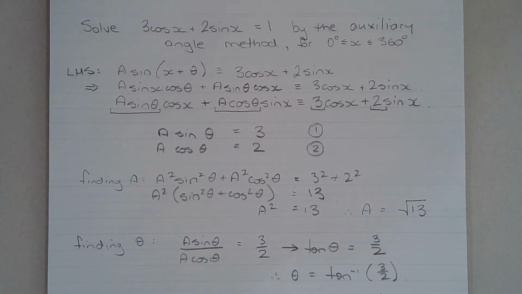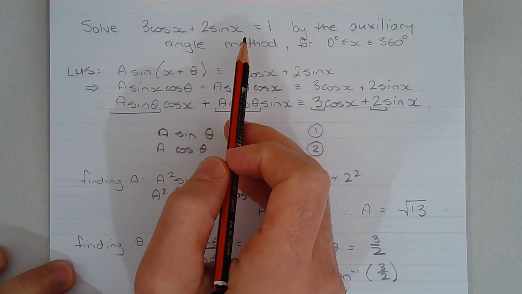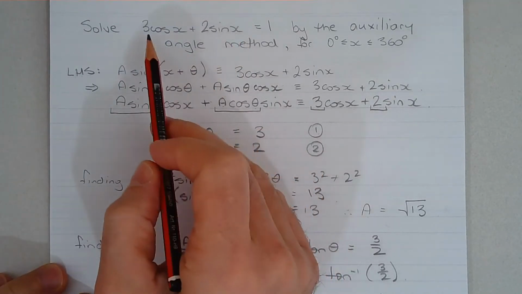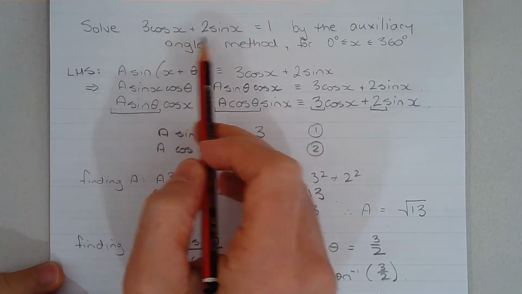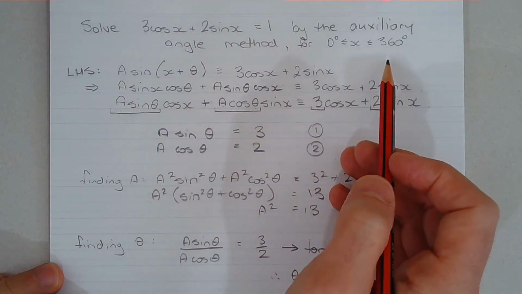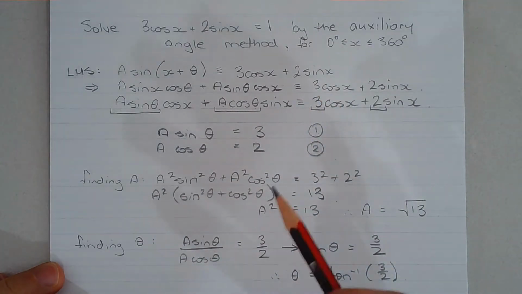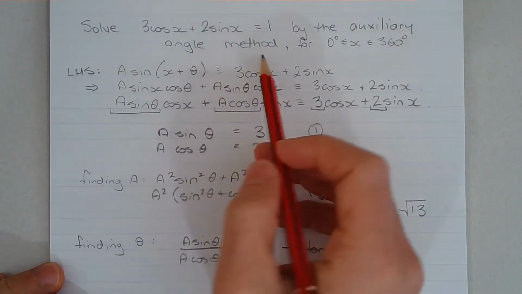In this video, we're going to use an alternative method to solve trigonometric equations. In a previous video, we looked at this particular trigonometric equation, which is: solve 3 cos x plus 2 sin x equals 1 for x between 0 degrees and 360 degrees inclusive, using t formulae. But there is an alternative method that we can use, which is called the auxiliary angle method.